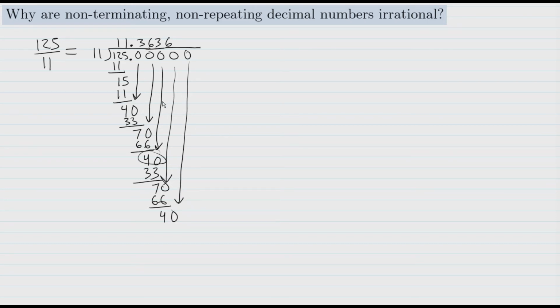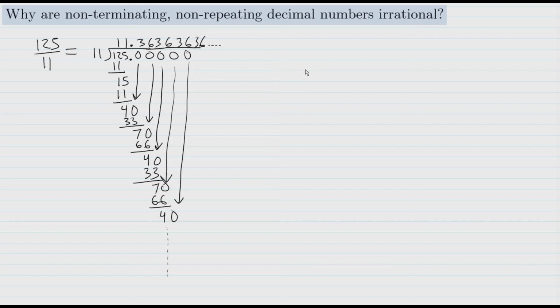So you can quickly see that as long as we keep repeating this process, we will keep getting the same values up here. That is 3, 6, 3, 6, and so on. So that's why we get a repeating decimal.